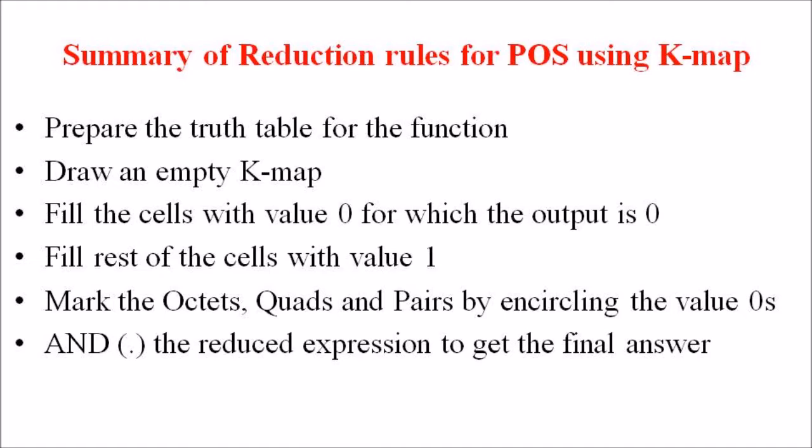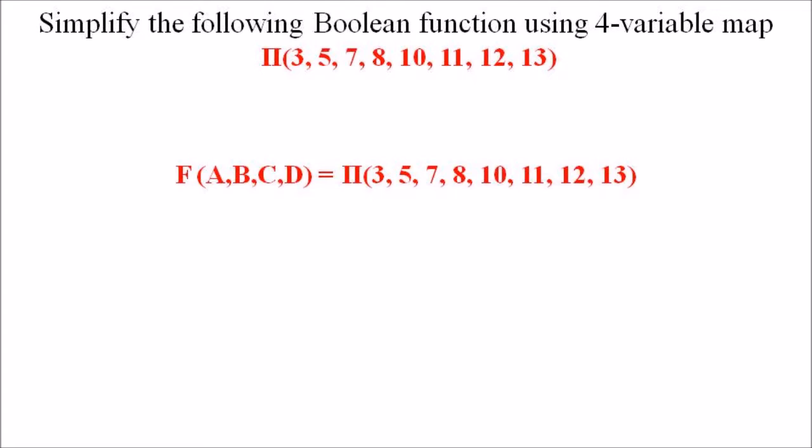In this lecture we are discussing our third example. Our question is: simplify the Boolean function using K-map, pi of 3, 5, 7, 8, 10, 11, 12, and 13. While analyzing the question, we can see that the set of maxterms is less than 16, so we have to use a 4-variable K-map or 4-variable representation. That is, this function can be written as f of a, b, c, d is equal to pi of 3, 5, 7, 8, 10, 11, 12, and 13.